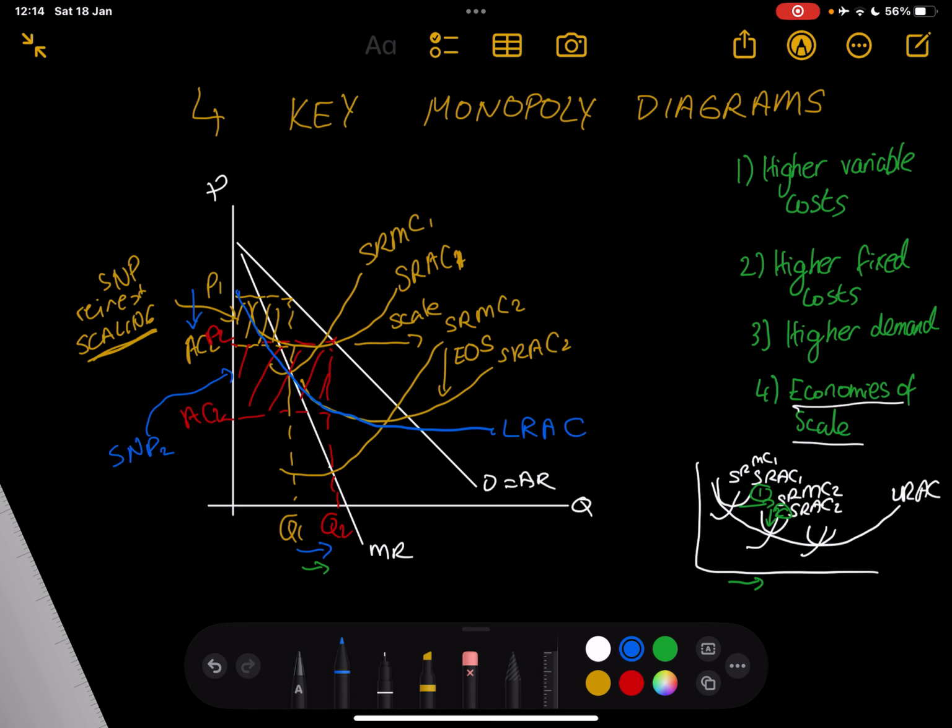However, obviously, as we know, if they go too far, your long run AC could then go the other way around, and you know, that benefit won't be the case. Anyway, hopefully you liked this short video explaining to you 4 key monopoly diagrams that are really helpful when writing long essays to help you have things to talk about. Prices changing, costs changing, profits changing, all of that kind of thing.